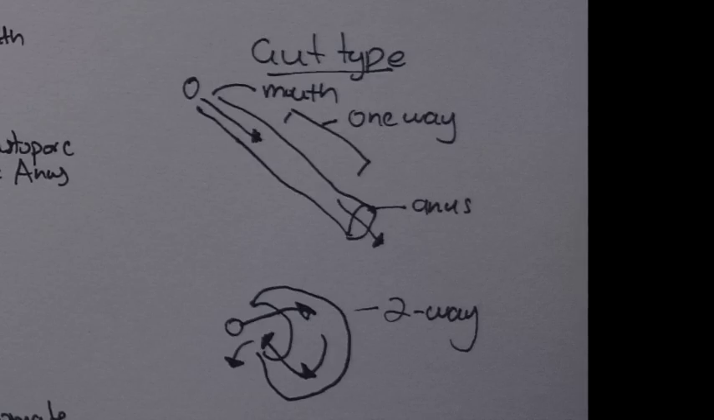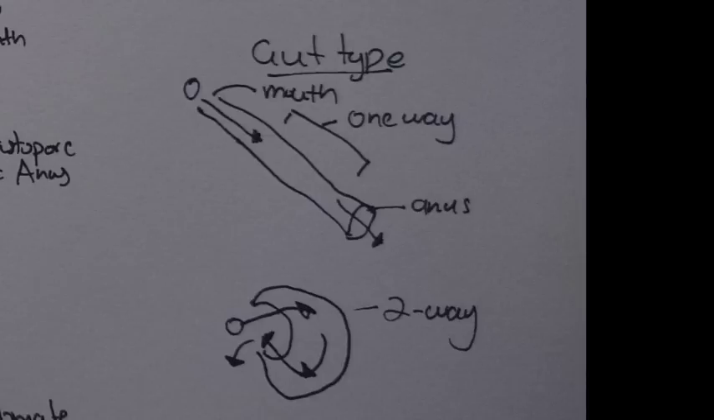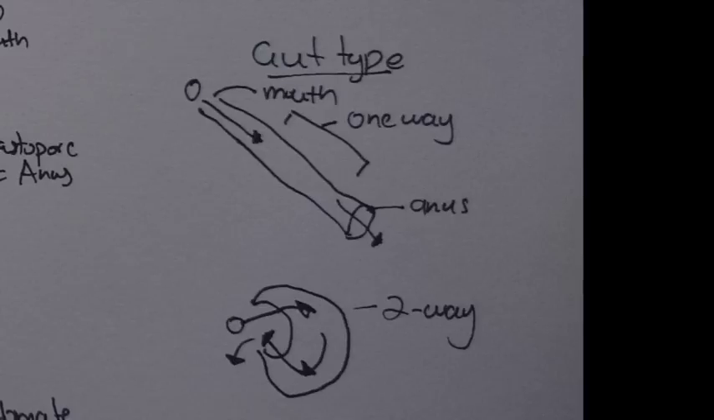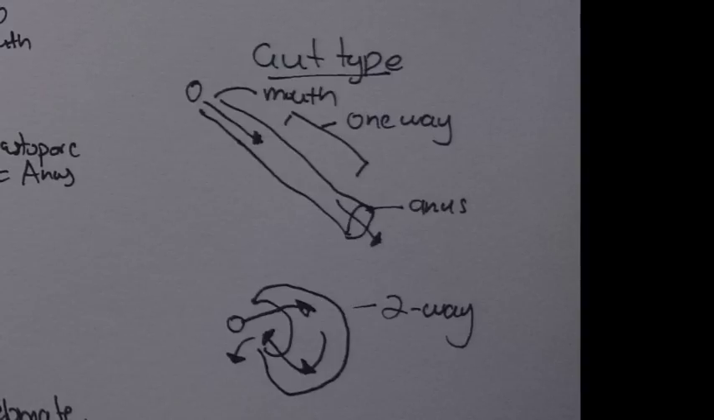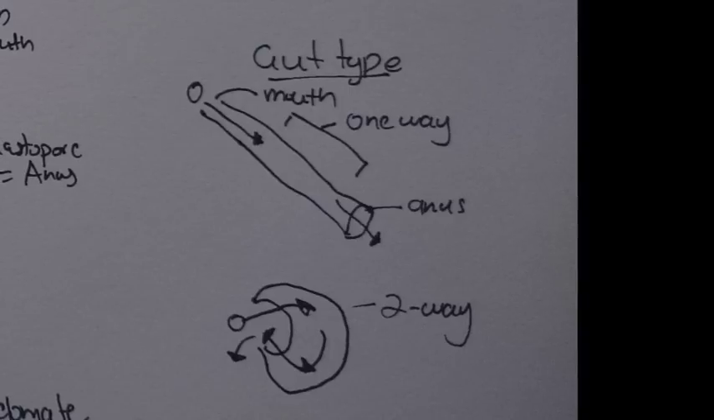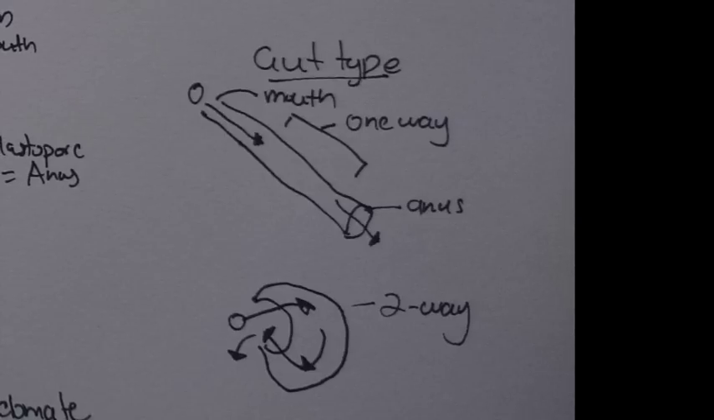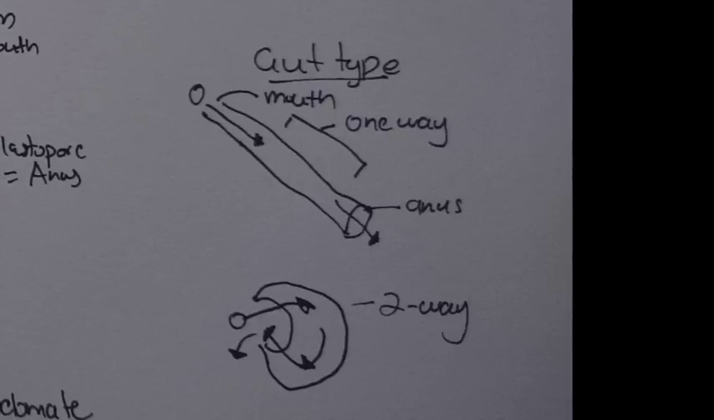And then gut type, so where does the food enter and exit? This is really easy to understand, but you can mislead it. So a one-way gut, the food enters on one opening, so the mouth, and exits in another opening, the anus. Now, this goes in one direction through our body, so through our digestive system. A two-way is when food goes in one opening and the waste goes out that same opening.